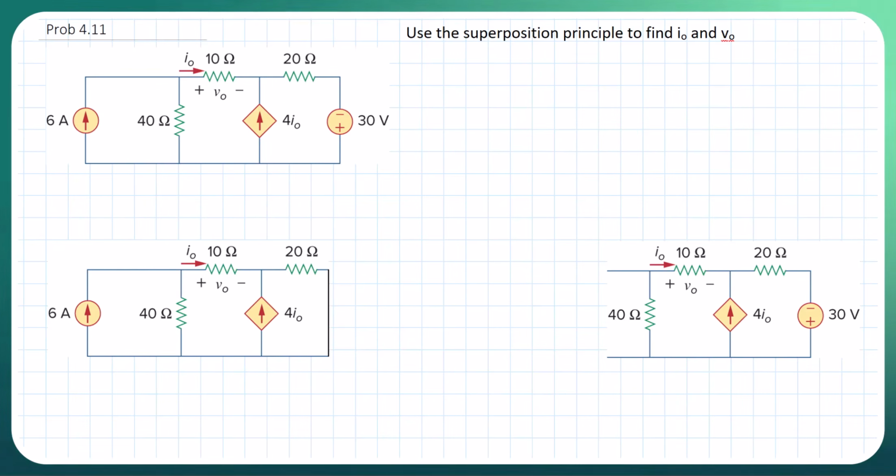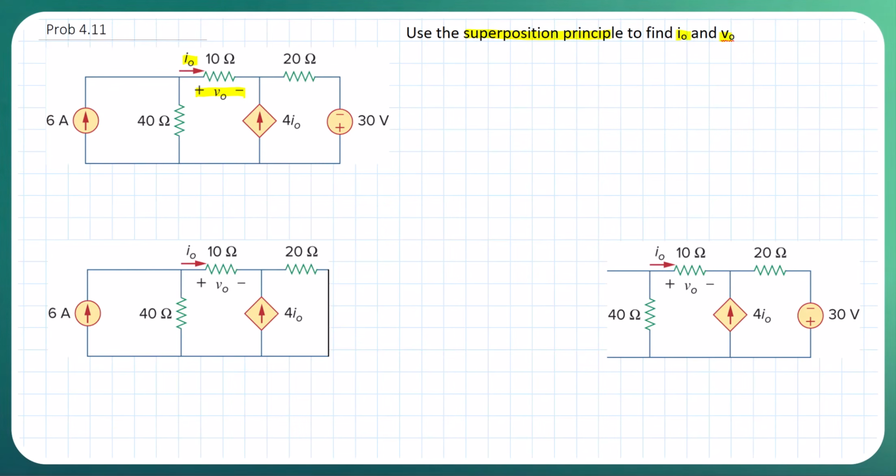Alright, let's take a look at this problem. In this problem, we're given this circuit here, and we're told to find the voltage across this resistance, 10 ohms, as well as the current that goes across it here. Specifically, we're going to use the superposition principle to find I naught and V naught.